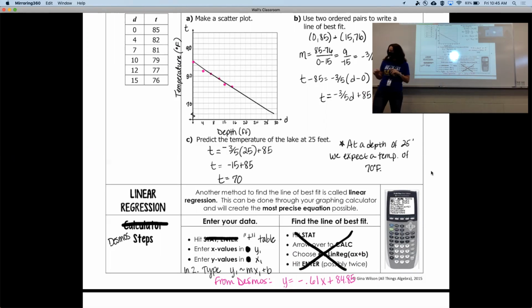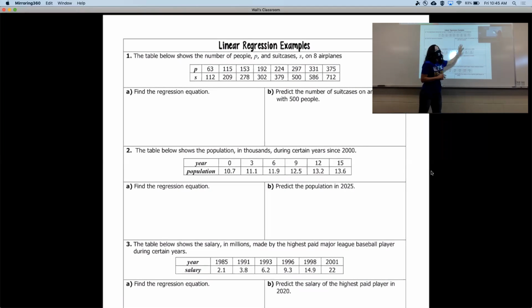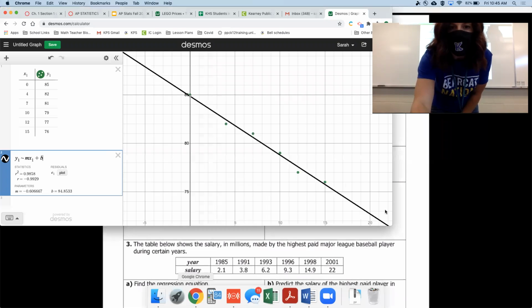It's pretty simple. What I would like you to do for Monday is just the back side of this worksheet. There are 4 problems. All you have to do is type those into a table, get your line of regression, and then make a prediction. And I'm going to show you real quick how to make the prediction part even easier than plugging it in and working the equation out on your own.